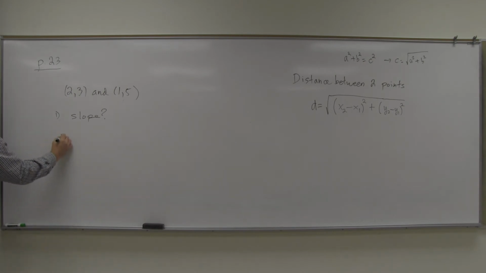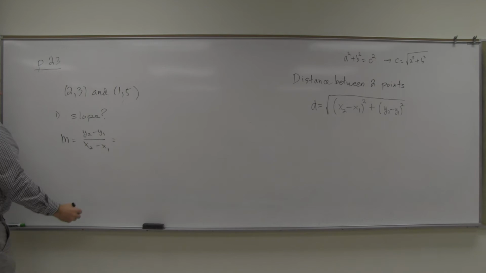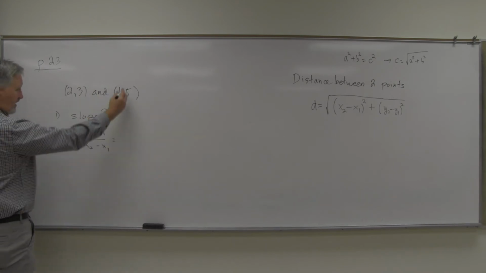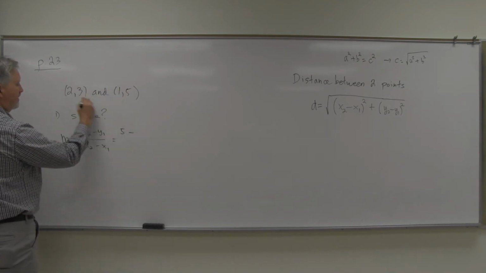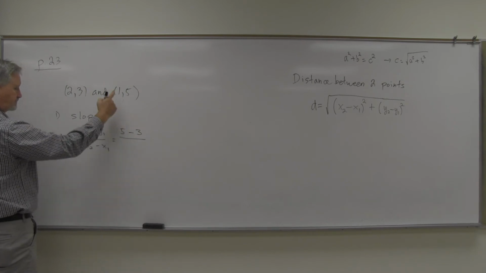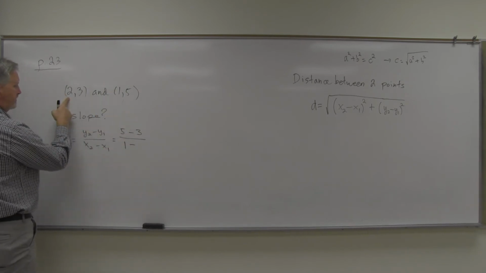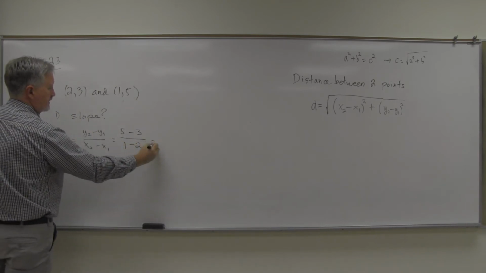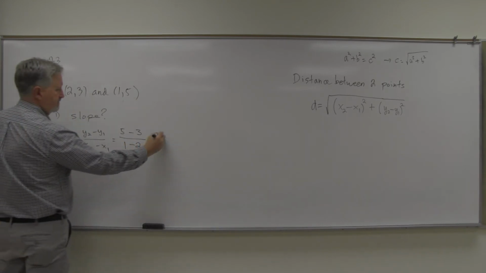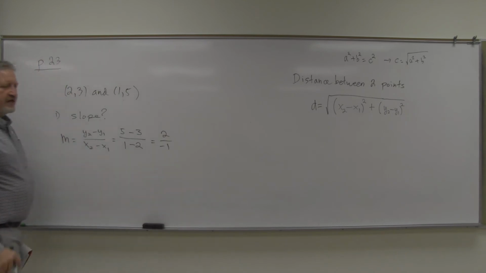Yeah, so that's our slope formula, m equals y2 minus y1 over x2 minus x1. And so that just means second y, 5, minus first y, which is 3, over second x, 1, minus the first x, 2. So what is that, 2 over negative 1? So yeah, that brings us to the point. This is just a number, really.